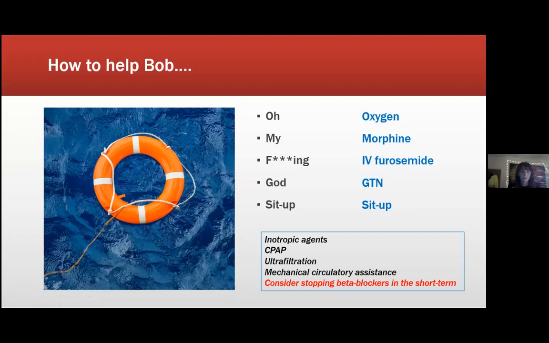If their blood pressure is really low, if their heart's failing, then you can give inotropic agents such as adrenaline. You can do CPAP as well to help oxygenate them. And then there's some other ones I don't think we'd need to know as much detail, but it's good just to touch on, like ultrafiltration, which is basically getting rid of all the fluids, a bit like dialysis. And you can use mechanical pumps as well to help circulate the blood. In the short term, it's worth considering whether it's worth stopping the beta blockers, as they reduce the contractility of the heart. So it might be exacerbating heart failure in the short term.